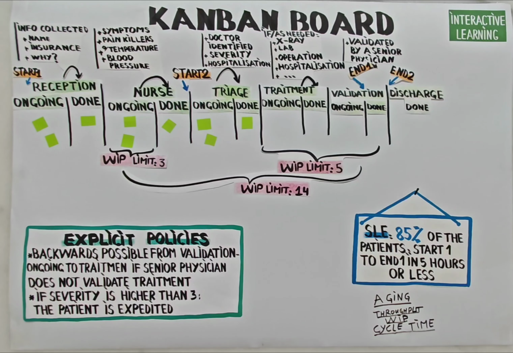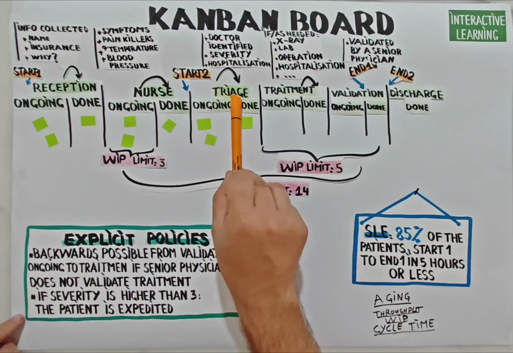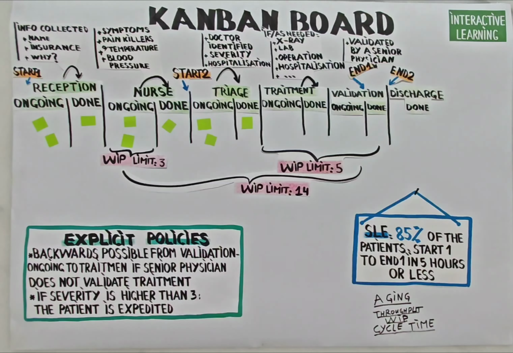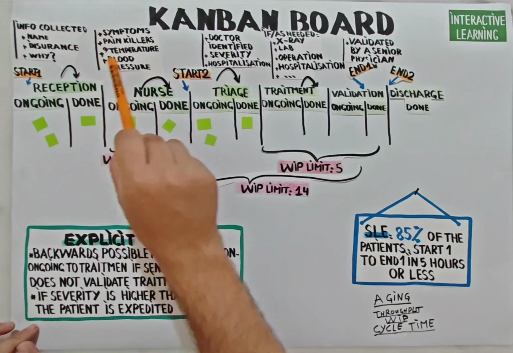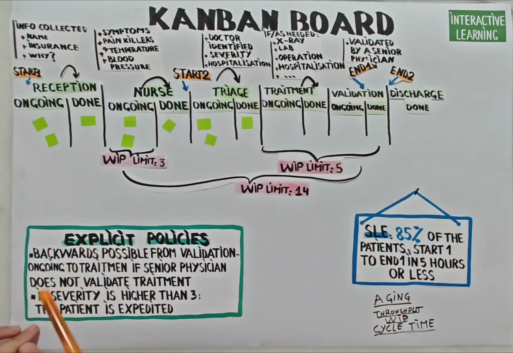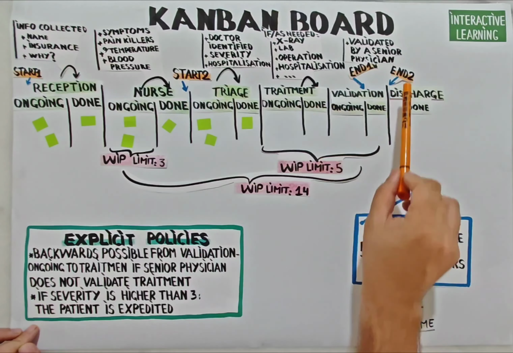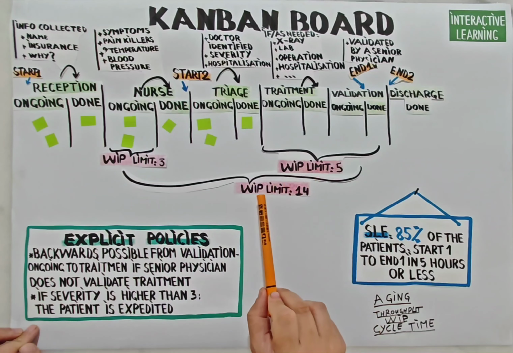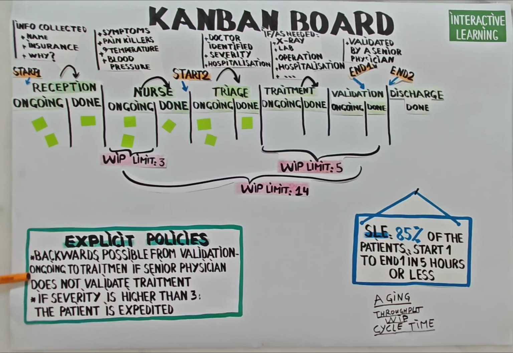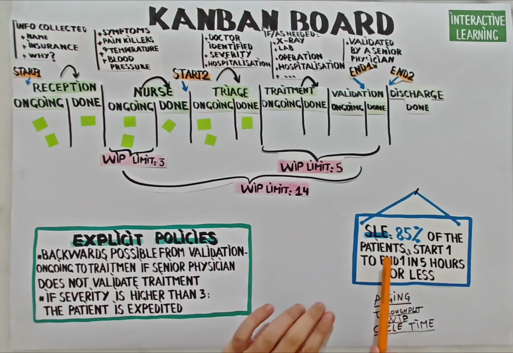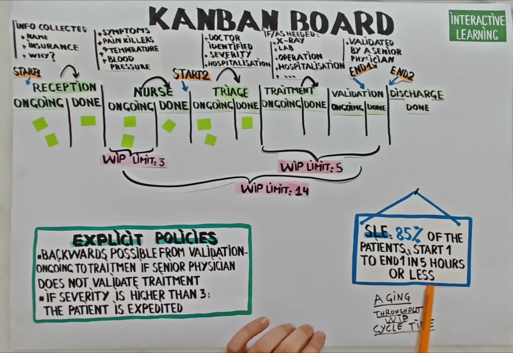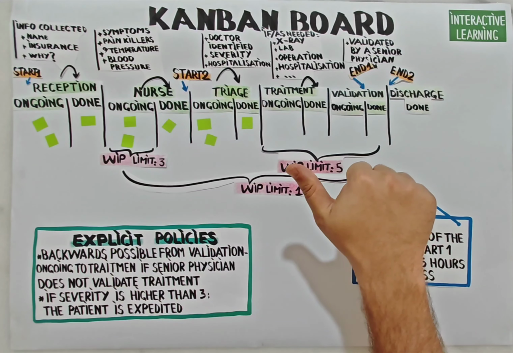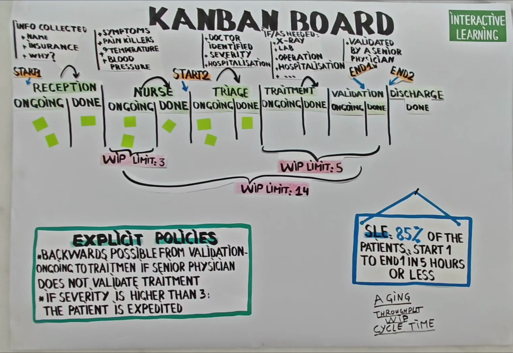To summarize, start by identifying how your value items flow through the system and the exit criteria for each stage. Define your starting and finishing points. Decide how you limit WIP in your workflow. Explicitly define your policies. Finally, set your service level expectation. By implementing these practices, the hospital ensures that patients receive timely care, reducing delays and improving overall outcomes both for the patients and the medical team.